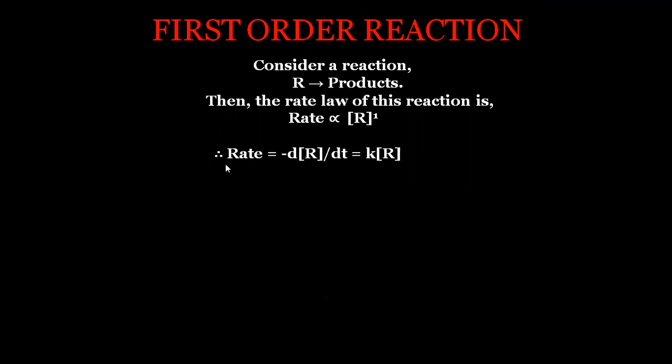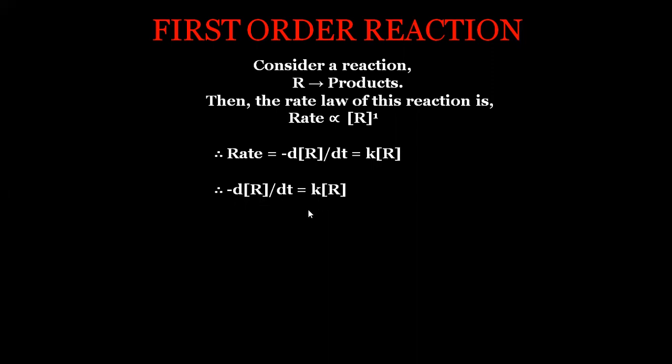Again we'll do the same thing. Rate will be equal to minus dR by dt. We write minus because the concentration of the reactant will always decrease with time. So this negative denotes the decrease in the concentration of the reactant with time. dR by dt, how much the concentration changes per unit time, will be equal to a constant, the rate constant k, times R to the power 1, so R. Therefore minus dR by dt will be equal to kR.